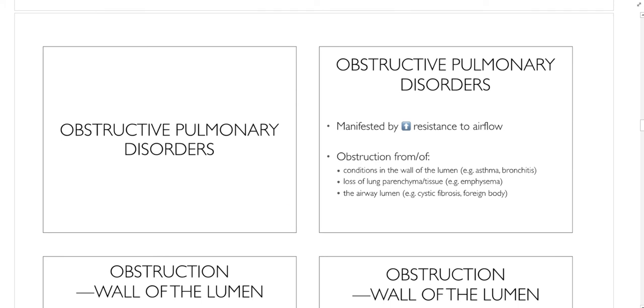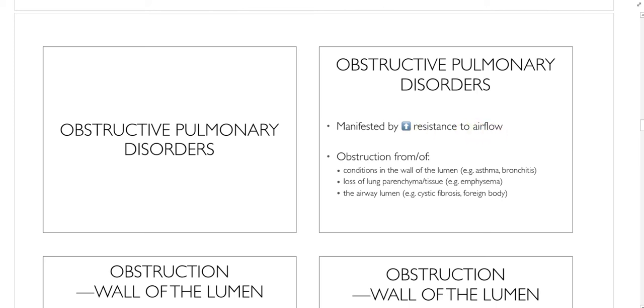All right, so pulmonary disorders can generally be divided into either obstructive pulmonary problems or restrictive pulmonary problems. Restrictive pulmonary problems have to do with a decreased ability for the chest wall to expand. It's restricting the expansion of the chest wall. Obstructive pulmonary disorders happen from inside the lungs and obstruct the lungs from being able to fully allow air through. So there's going to be a resistance to airflow.